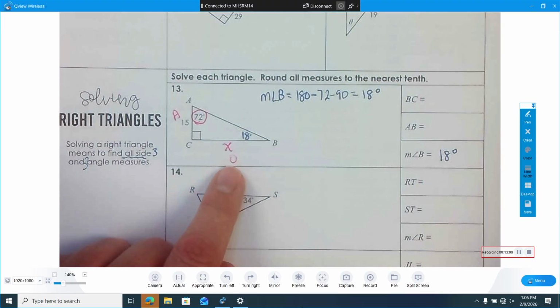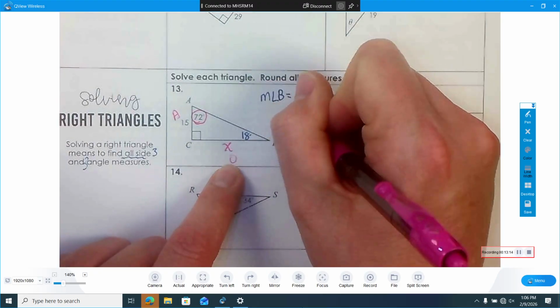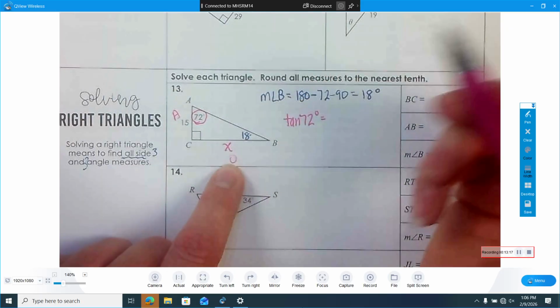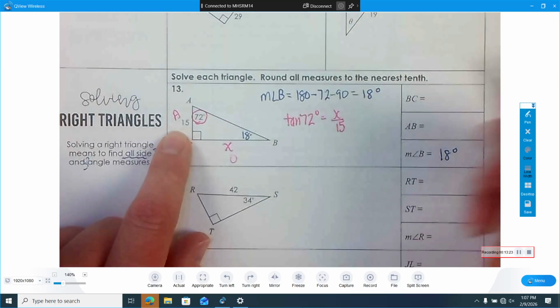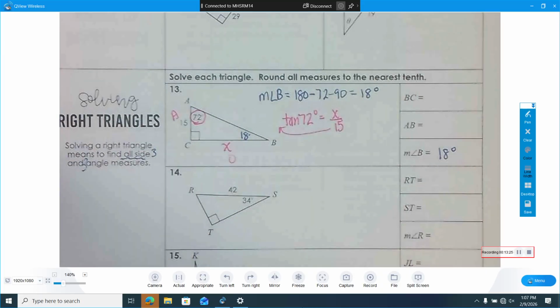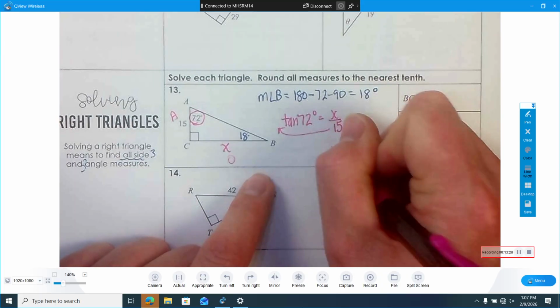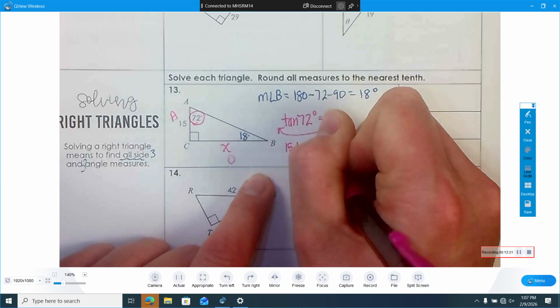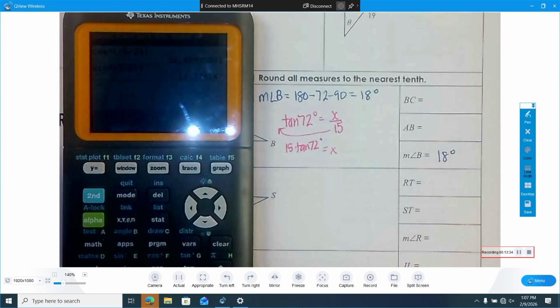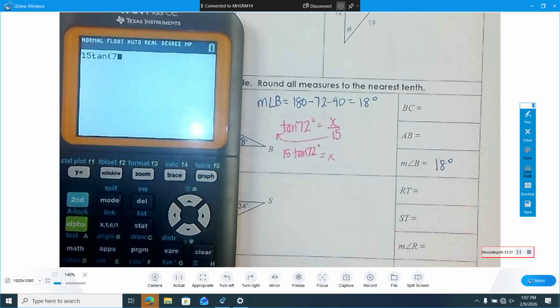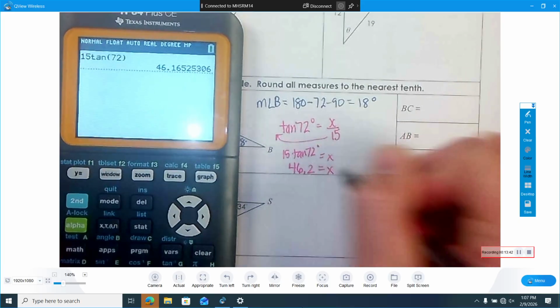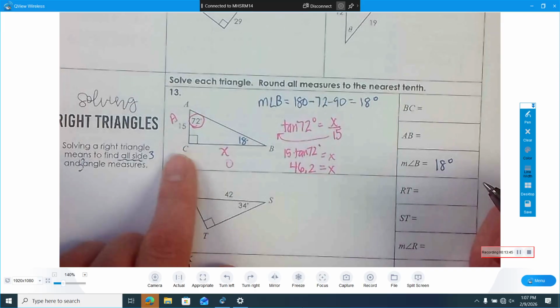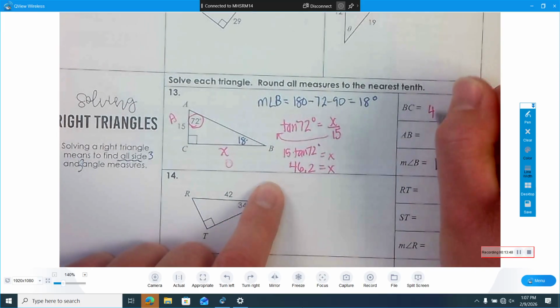So which trig function can I set up? What uses opposite and adjacent? Tangent. So tangent of my 72-degree angle is opposite over adjacent. And then all I have to do is multiply by that 15. So we get X equals 15 times the tangent of 72 degrees. 15 times the tangent of 72, and I get 46.2. That is side CB, or BC, 46.2.